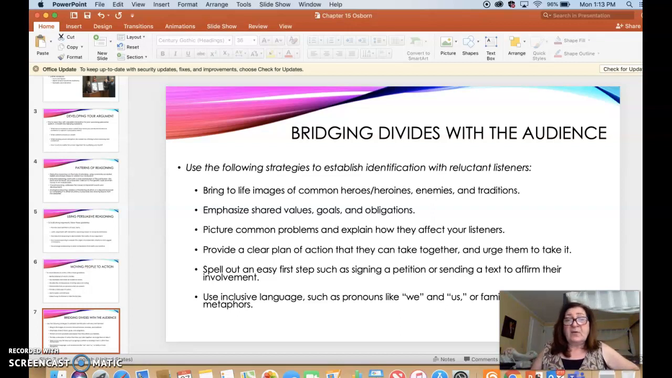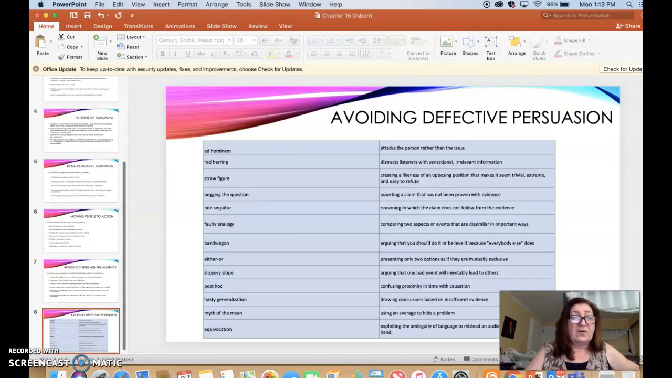Use inclusive language such as pronouns like we and us, or family or team metaphors, and this would be somewhat similar to the pathos, the emotional appeal, bringing people together. Also the integration element of public speaking. So inclusive language, comparing the audience with a family or a team, does the job of bringing them all together.